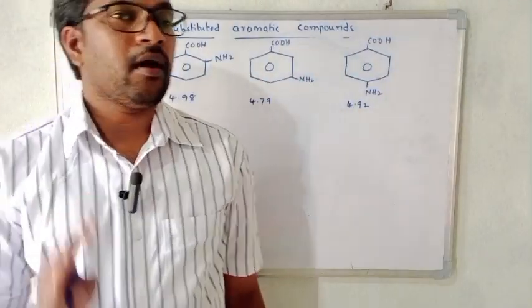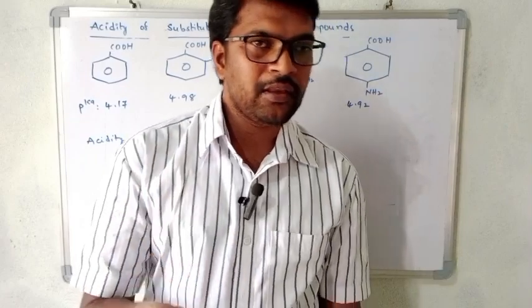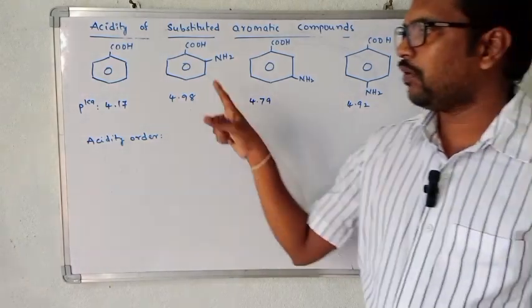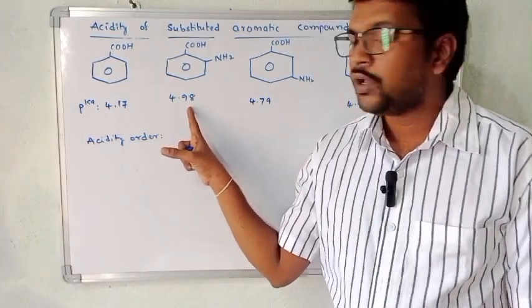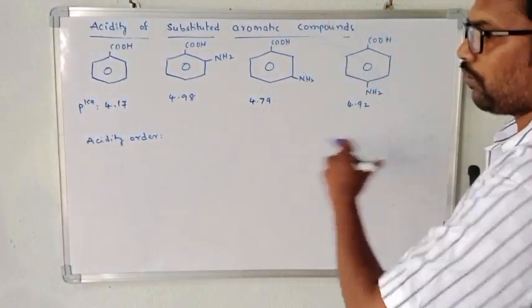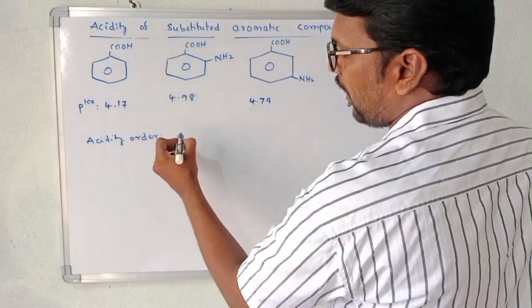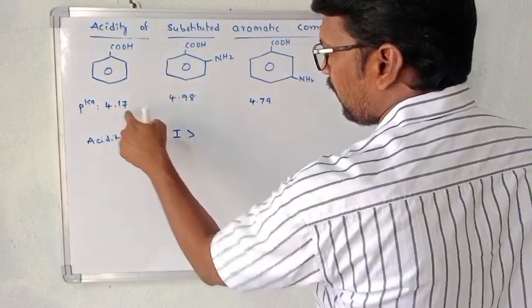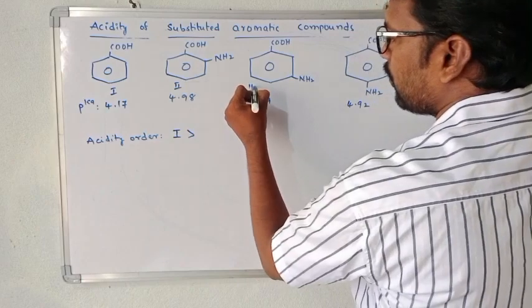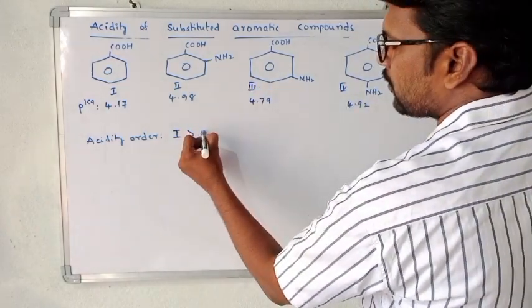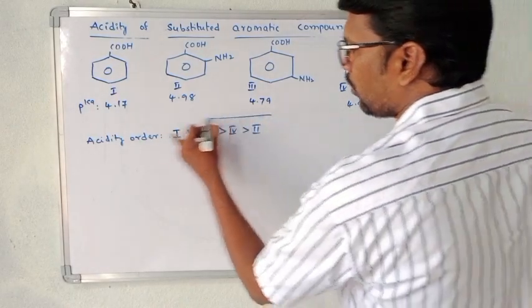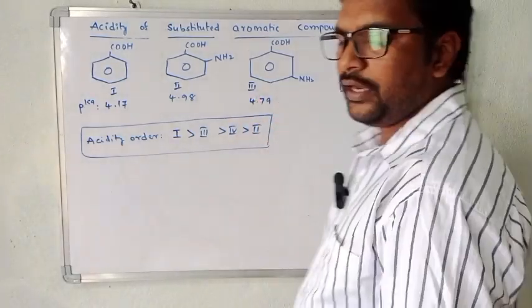Remember that the compound which has the highest pKa value has the lowest acidic nature. Ortho amino benzoic acid has the highest pKa value, so it is weak acidic. Benzoic acid has the lowest pKa value, which means it is more acidic. After that comes meta, then para, and the least acidic is the ortho group, ortho amino benzoic acid.